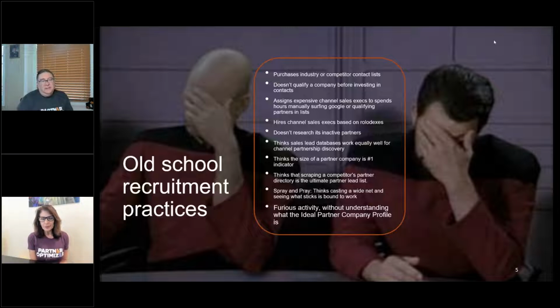Exactly. Hire channel salespeople who can sell the product and the solution and know how to talk to the right prospective partners, as opposed to who they bring in their Rolodex, because unfortunately it shifts too quickly.